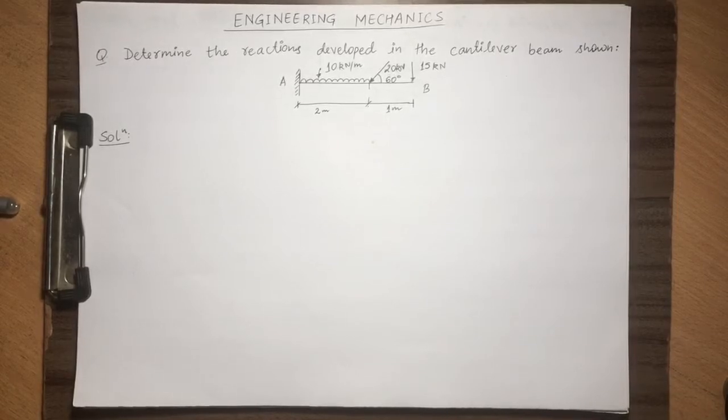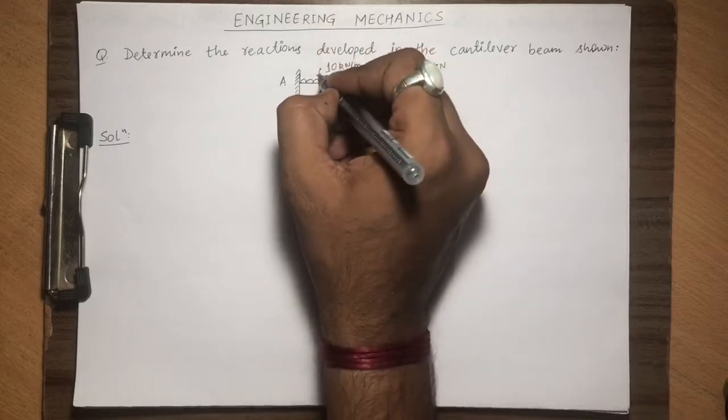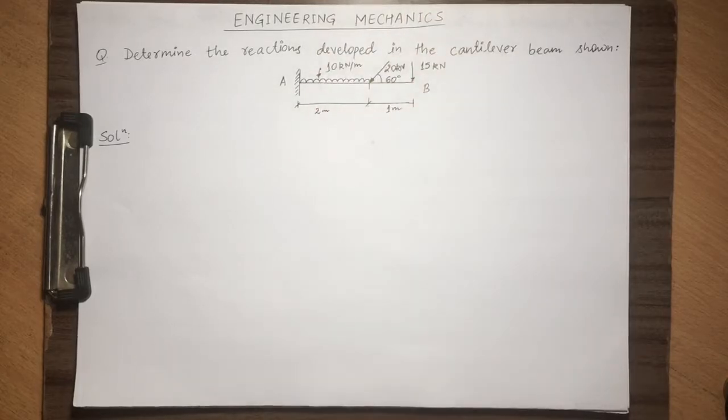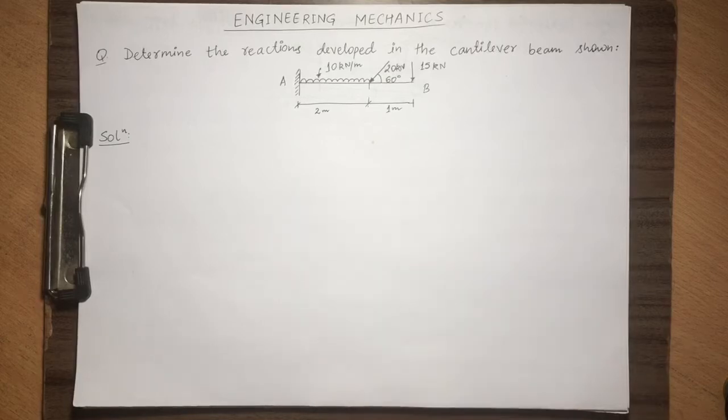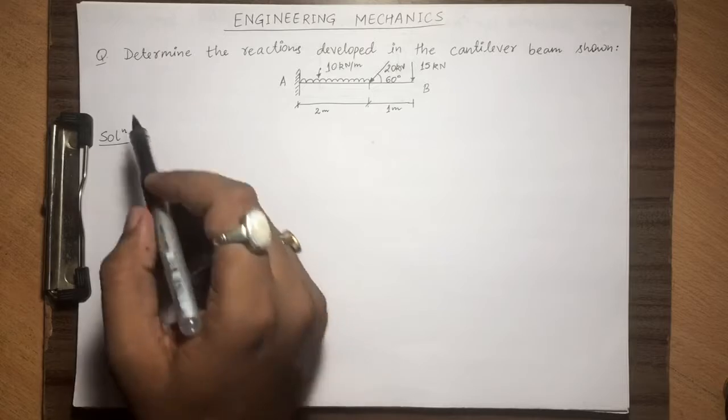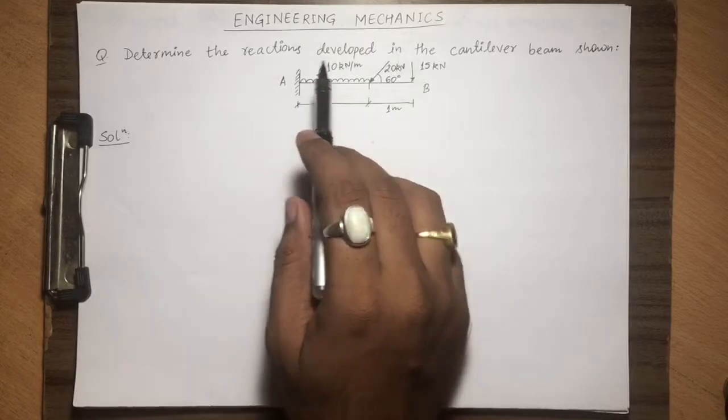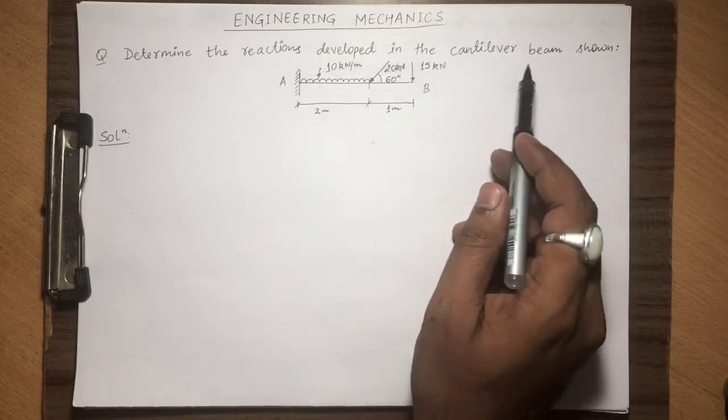So in the previous lecture we have seen various types of loading, various types of beams. Without solving problems there is no benefit of studying the things. So let us solve some problems for beams. We are going to analyze some particular types of beam with different loading conditions. The first question is: determine the reactions developed in the cantilever beam shown.